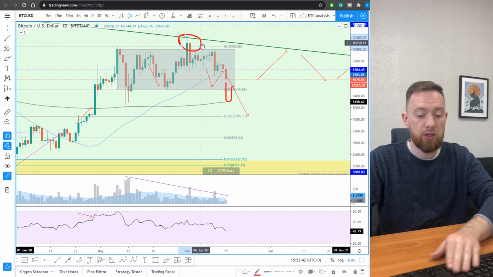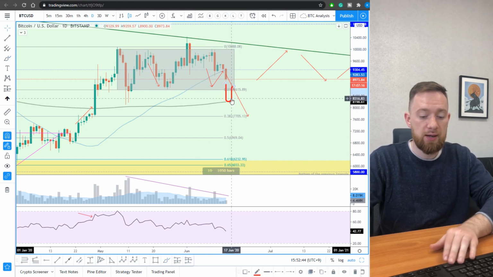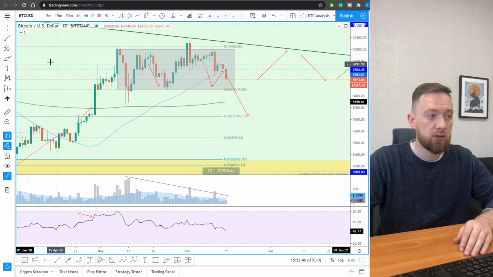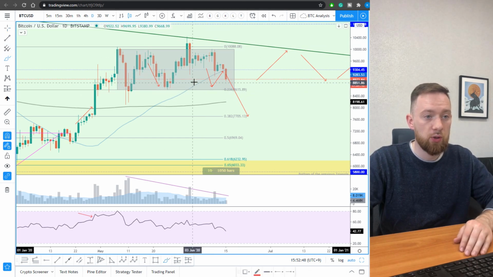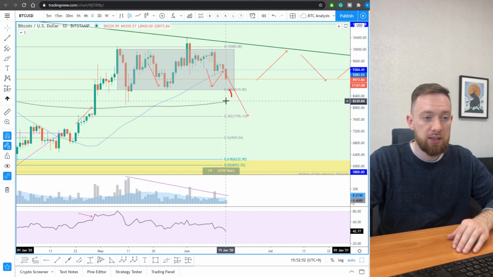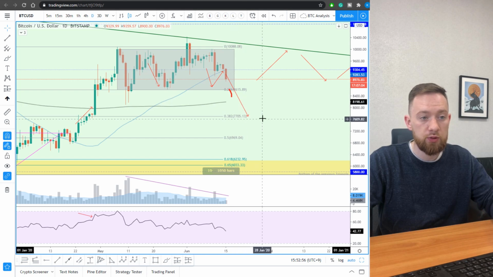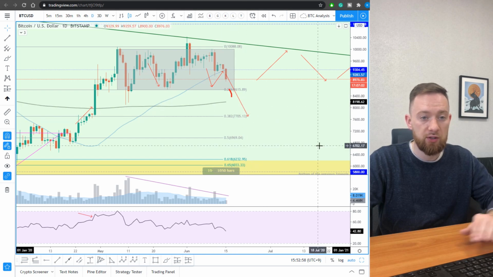If we won't see a manipulation, if we see a true breakout, with nice volume, and the candlestick closes below the channel, somewhere over here, what we should expect is support from the 200 MA, but then a further downward movement towards 7,700.